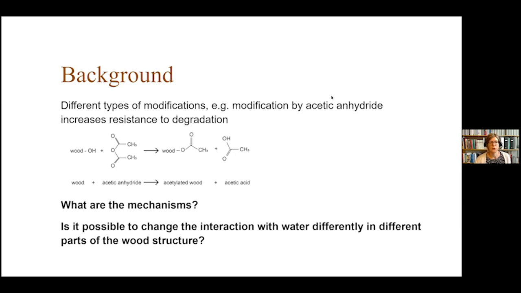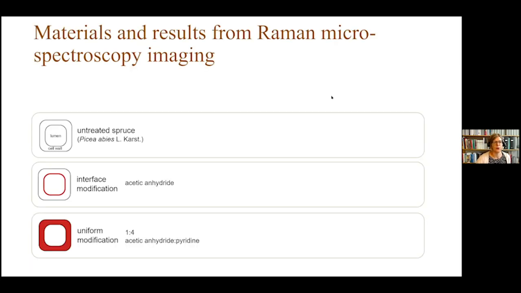What we tried was to take spruce as a material, and since modification with acetic anhydride is known to increase the resistance to decay, and it's quite straightforward to do, we chose that for our first experiments. But we wanted to have two different modification strategies. One was to modify only the interface between the cell lumina and the cell wall, which I call the interface modification here. And one was to uniformly modify the whole cell wall.